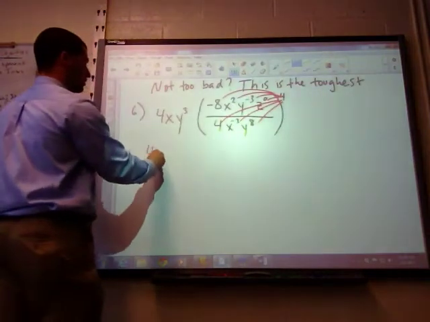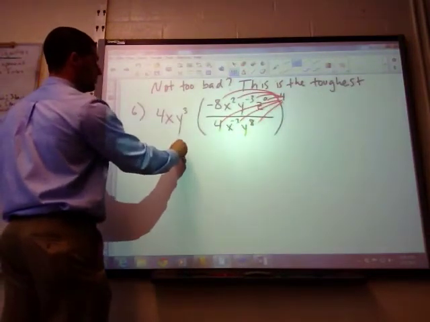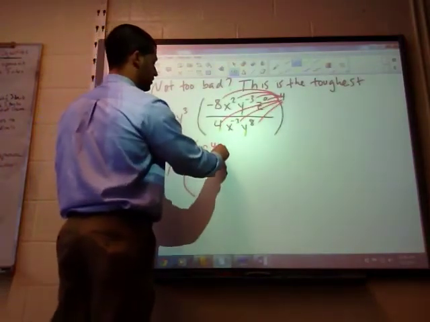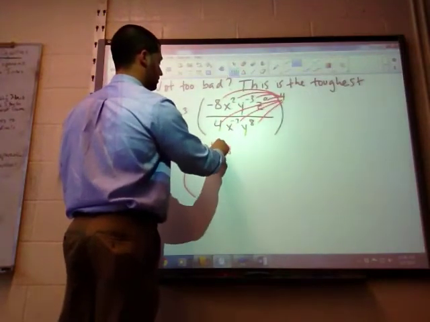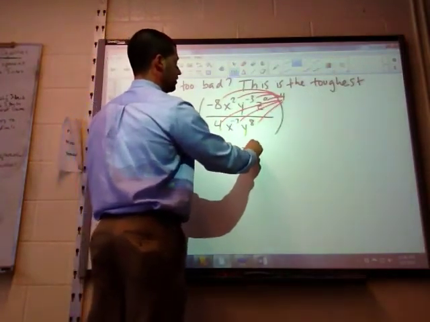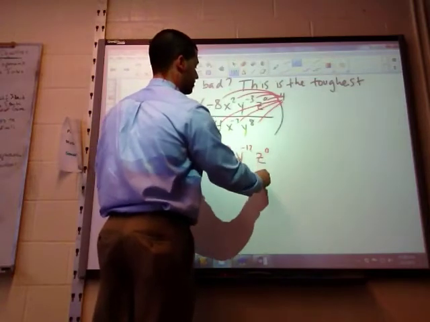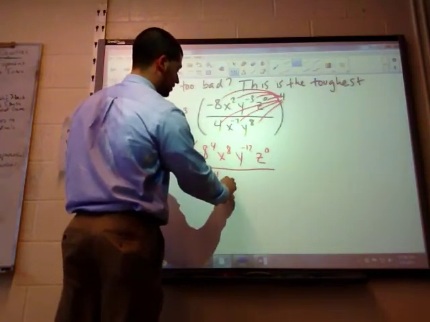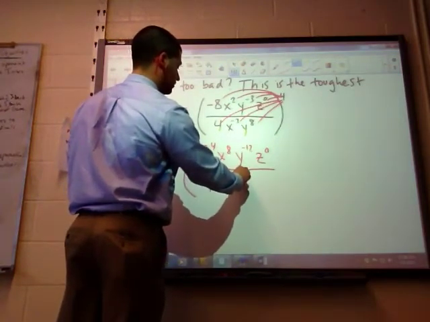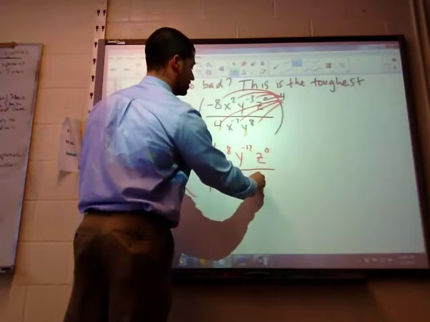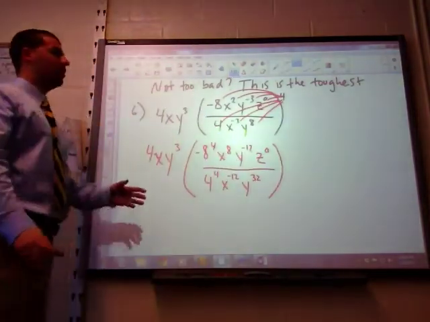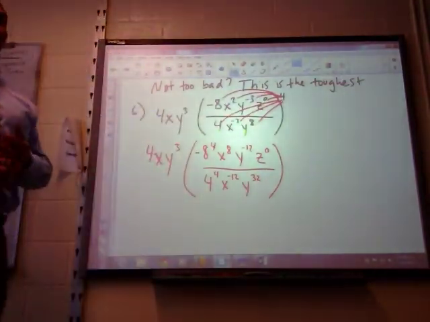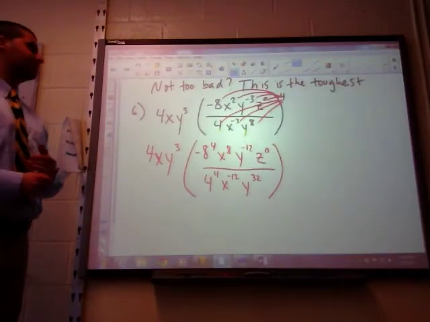So you have 4xy cubed left over. Negative 8 to the 4th, x to the 8th, y to the negative 12, z, 4 times 0 is still 0, 4 to the 4th, x to the negative 12, and y to the 32nd. All I did there was take my exponent from the outside and multiply by everything on the inside. Something we learned today about quotients to a power and powers to a power.